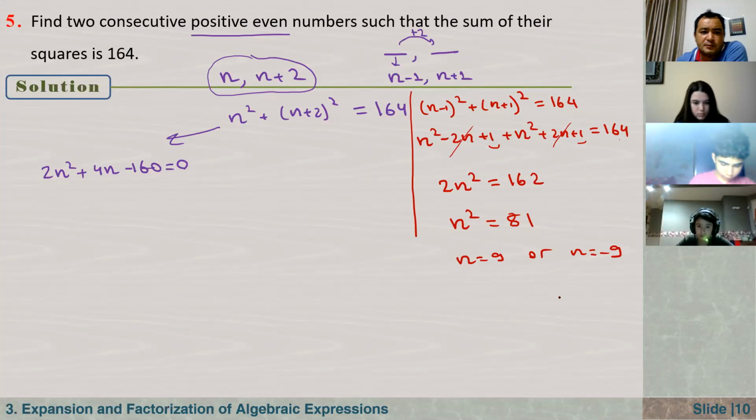But in the question we are talking about positive numbers again. So this one is rejected, right? So that's another way, just 9. Actually, that's not the answer yet. I have to substitute that 9 here to get the answer.